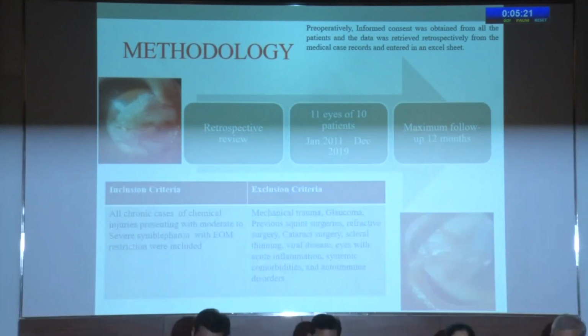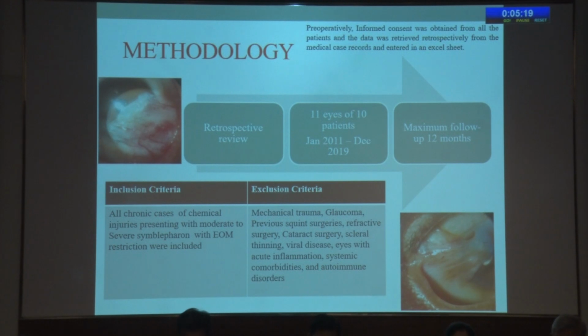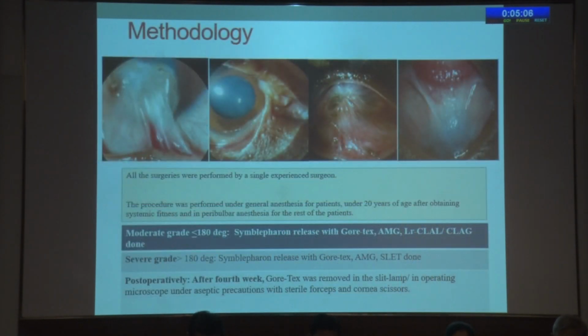It was a retrospective review of 11 eyes of 10 patients between 2011 and 2019 with a maximum follow-up of 12 months. All chronic cases of chemical injuries presenting with a moderate to severe symblepharon with extraocular motility restriction were included. The procedure was performed under general anesthesia for patients under 20 years of age and peribulbar anesthesia for the rest of the patients.